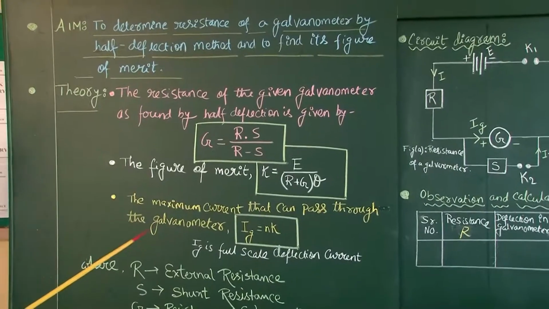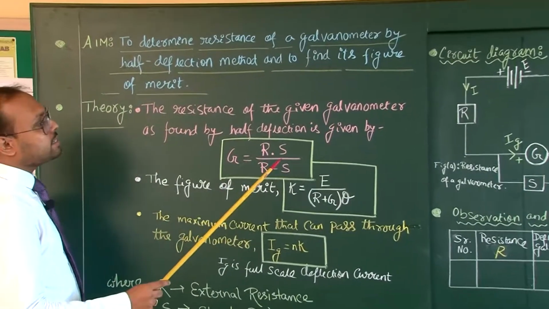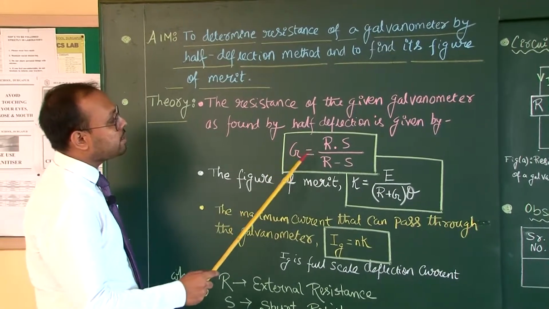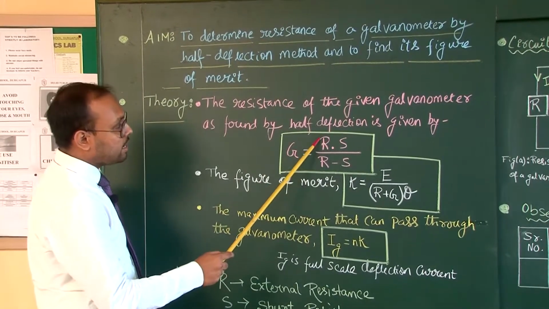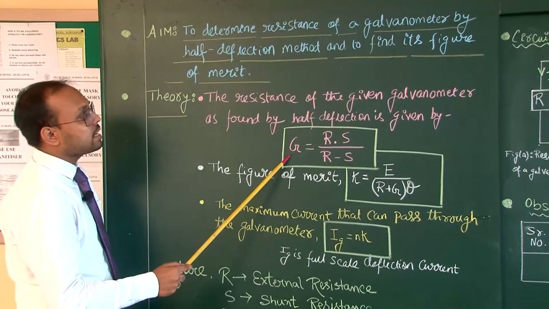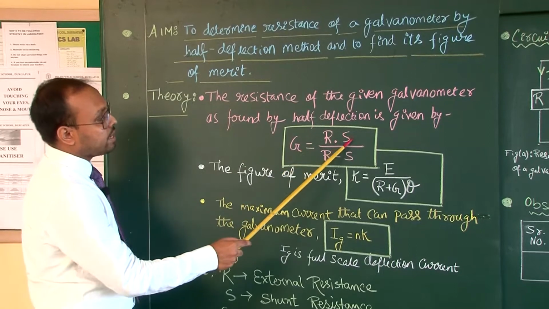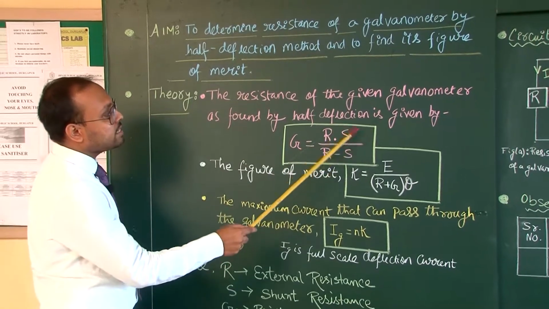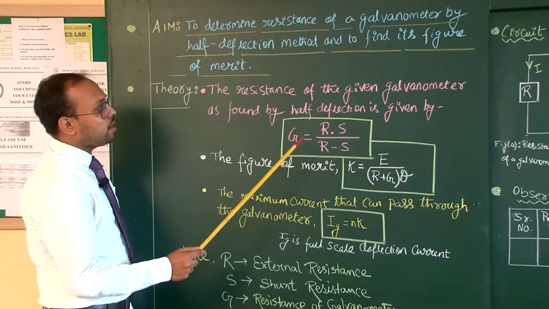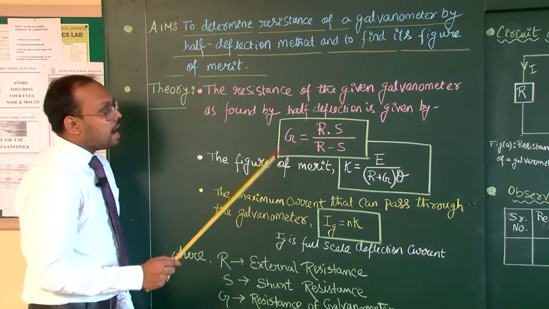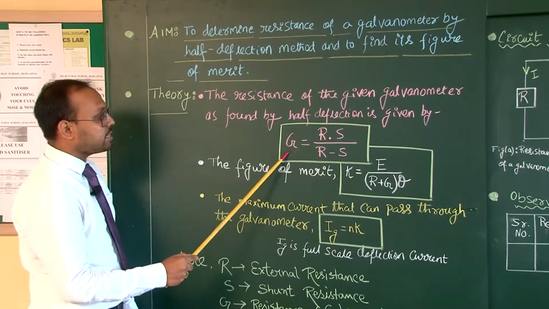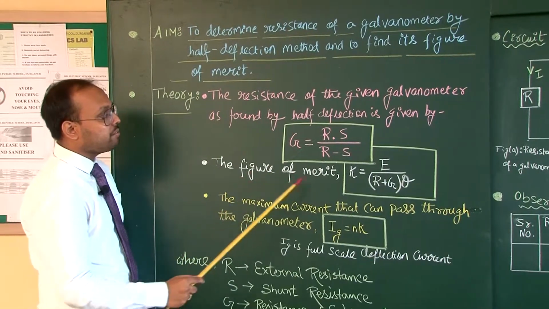Now, from the circuit, we have seen the resistances. We have to calculate the equivalent resistance with the help of the galvanometer resistance, the external load resistance and the shunt resistance. So, capital G comes equal to R into S divided by R minus S. This resistance we will calculate through this arrangement using the half deflection method. After that, the first circuit is over. Now, we will go to circuit B, and with circuit B we will be calculating the figure of merit.